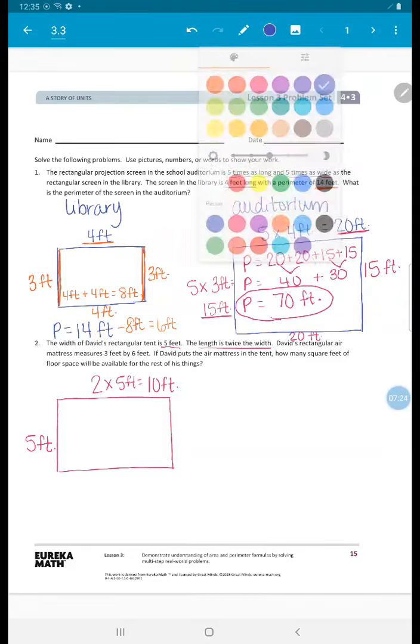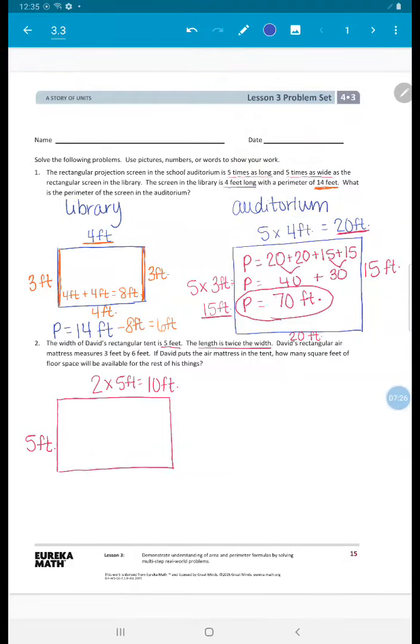Now I'm going to switch colors. David's rectangular air mattress measures 3 feet by 6 feet. If David puts the air mattress in the tent, how many square feet of floor space will be available for the rest of his things?